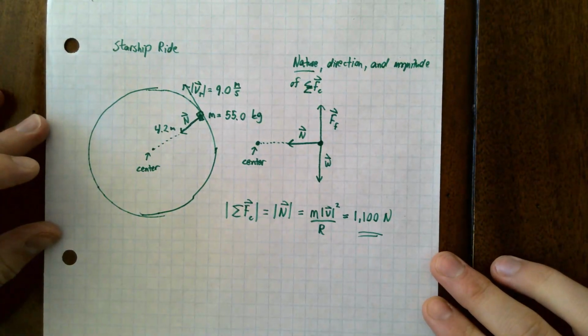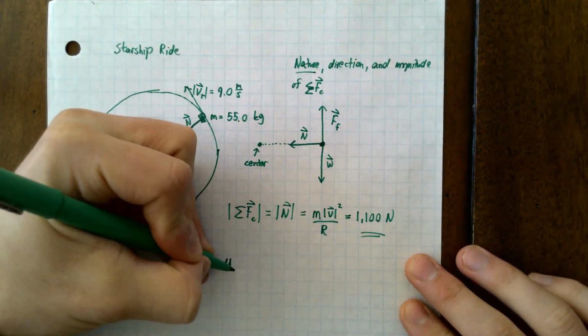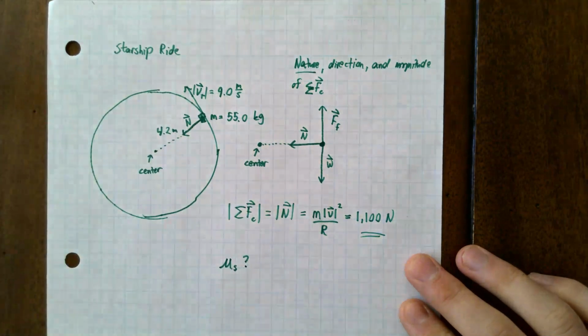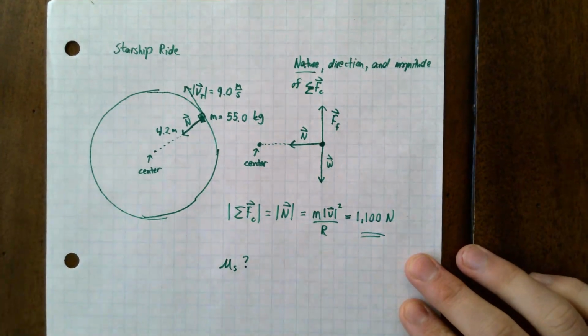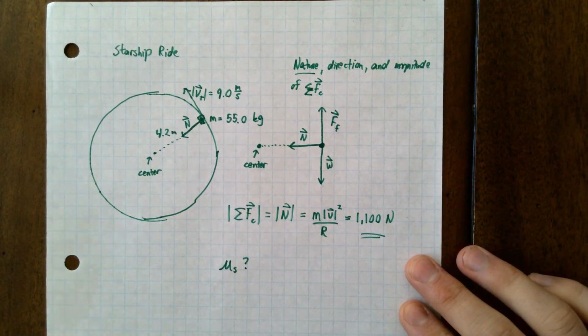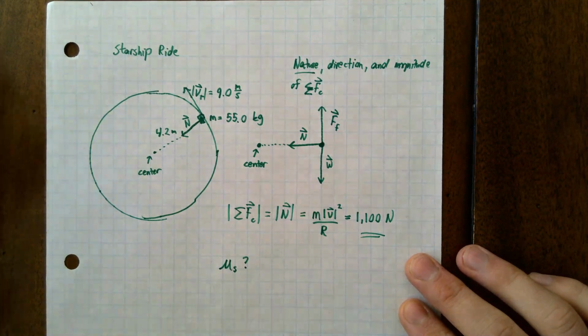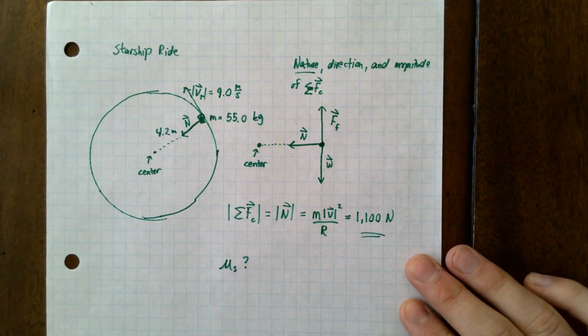So let's find what must be the coefficient of static friction. What must be the coefficient of static friction between those two surfaces, that is your back and the shirt on your back, and the wall? What must be that minimum coefficient of static friction that keeps you from slipping back down against the wall?